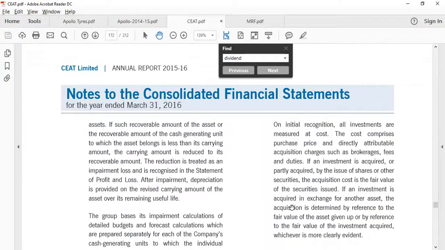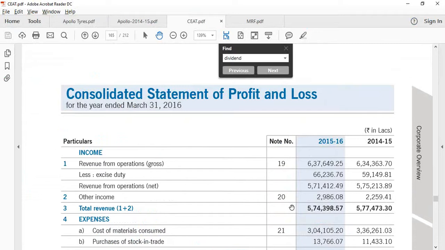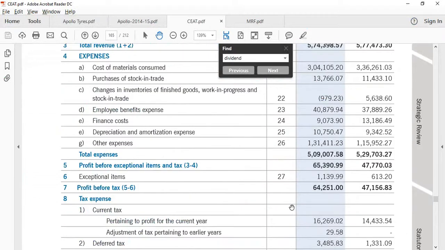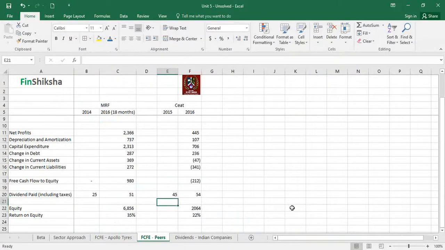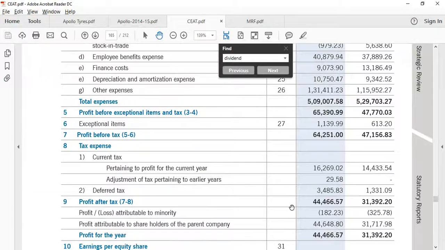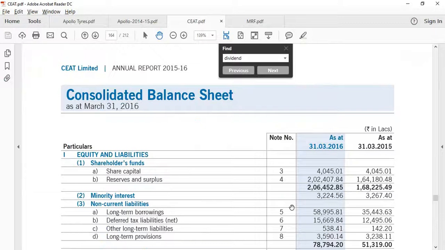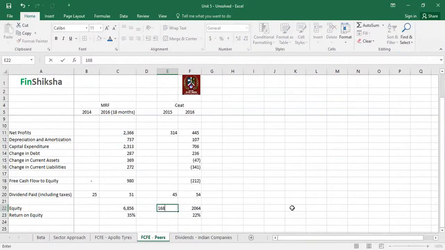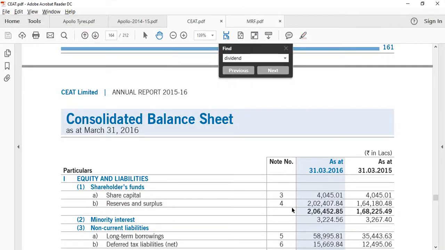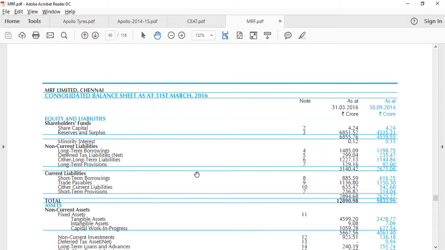So for these guys, if we want to put in the profit number for last year, that would have been about 314. And if we want to put in the net shareholder equity worth, that's 1682. So when you compare, last year was also about 19%. Let's do that for MRF as well very quickly. So we have the share capital and reserves for the last year.